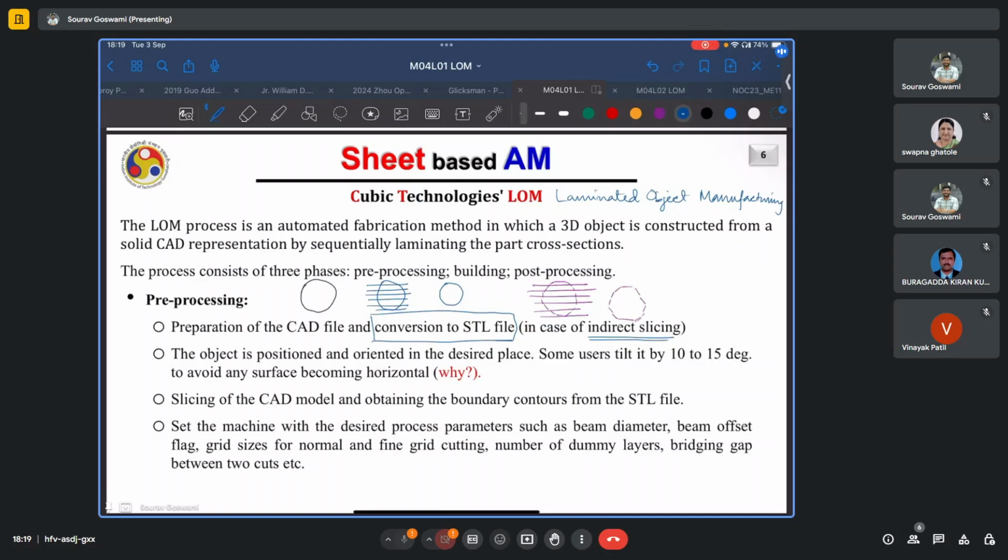So the object is positioned and oriented in the desired place on the build platform. Typically you want to avoid multiple horizontal surfaces, and you would tilt the build by 10 or 15 degrees. We'll also see why this is in detail, but primarily the reason is because we have discussed this in the case of WAC photopolymerization as well. The horizontal structures often require support material, especially in the case that they are overhangs.